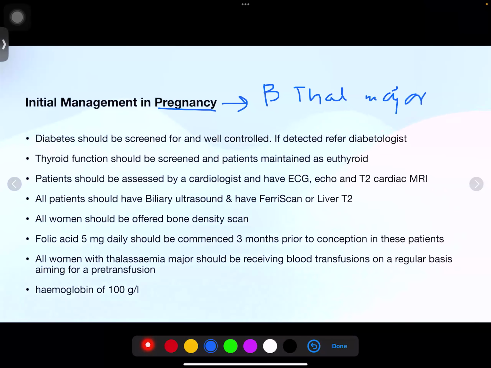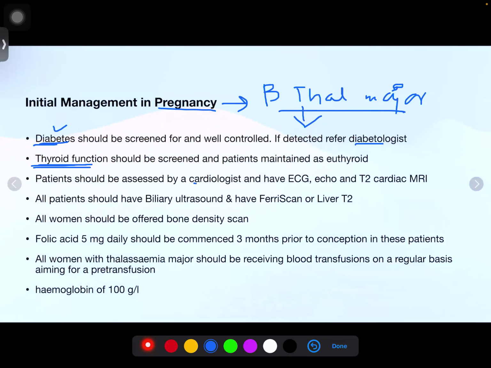Okay, mother is beta thalassemia major. So management in pregnancy would be, you can say, the multidisciplinary management. Okay, so basically they should be screened for diabetes. So diabetes is very, very important. They can develop diabetes because their pancreas does not work properly. So if detected, then refer to diabetologist. Thyroid functions should also be screened in these patients.